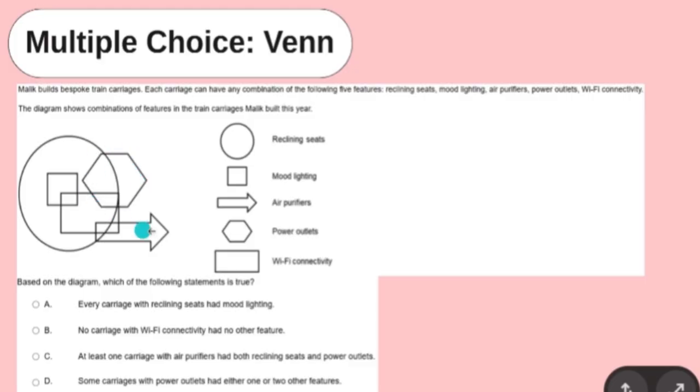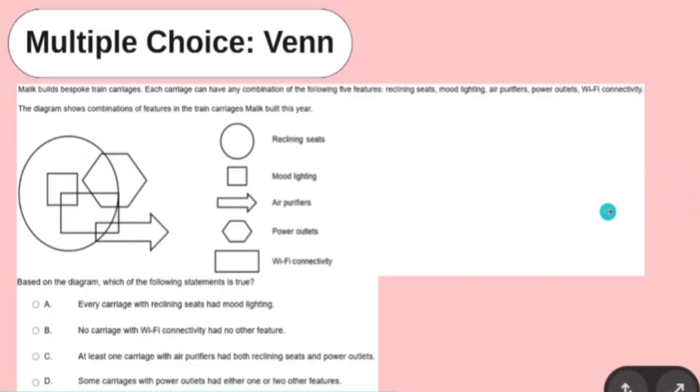So we've got this power outlet here, and they can have reclining seats or Wi-Fi connectivity. Huh. I think I've confused myself with that one. Some carriages have had either one or two other features. Oh, that is not true because it's this either statement here. Had either one or two other features. They can also have no other features, as you can see on the right-hand side. So, yeah, just be careful of wording. I tricked myself up there, so it has to be B.